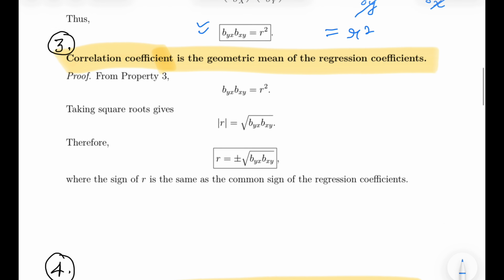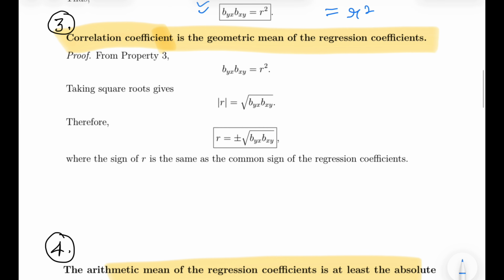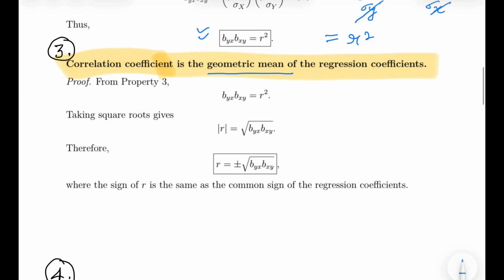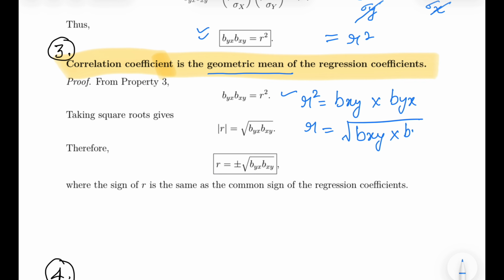Now let's look at the third property. Correlation coefficient is the geometric mean of the regression coefficients. So from property one, we already know that bxy into byx is small r square. You already know the product of both regression coefficients is r square, or you can write r square is equal to bxy into byx. So you can write small r is equal to square root of bxy multiply byx.